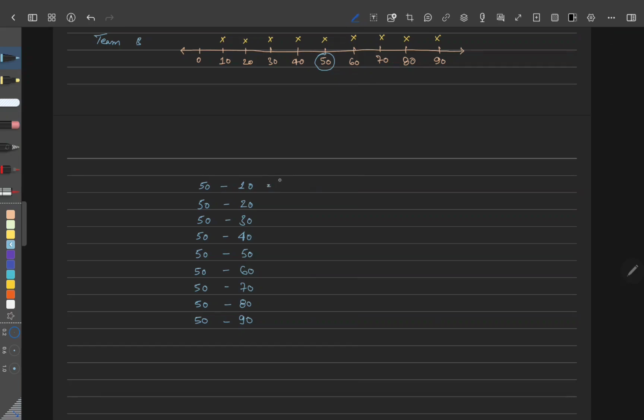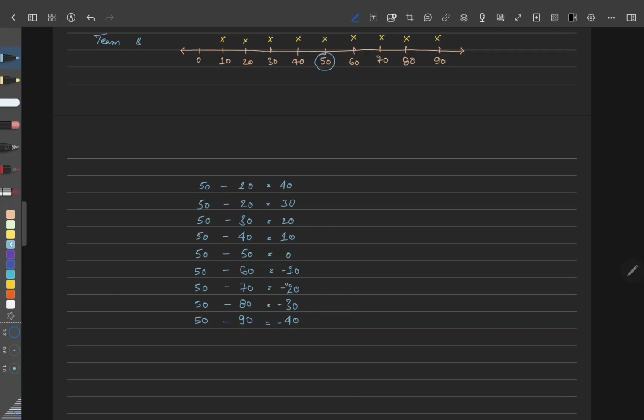So the data point at the 10-minute mark is 40 minutes away from the mean. This is 30, this is 20, this is 10, this is 0, no deviation. Then this is minus 10, minus 20, minus 30, minus 40. Now since we are talking about the deviations, we are not really concerned about in which direction the deviation lies.